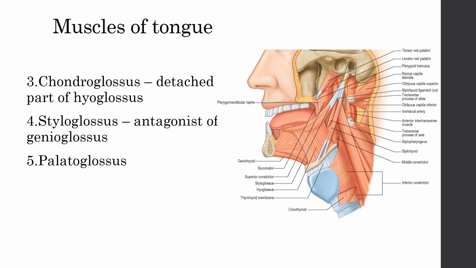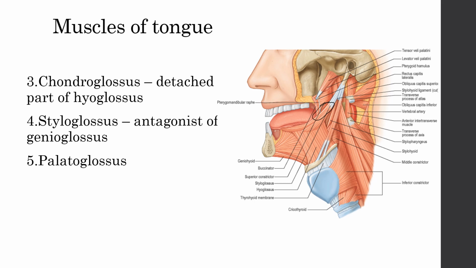The styloglossus is coming from the tip of the styloid process, this muscle, and from the stylomandibular ligament, inserted on the side of the tongue. Now this muscle pulls the tongue behind, so it retracts the tongue, hence it is called antagonist of the genioglossus.